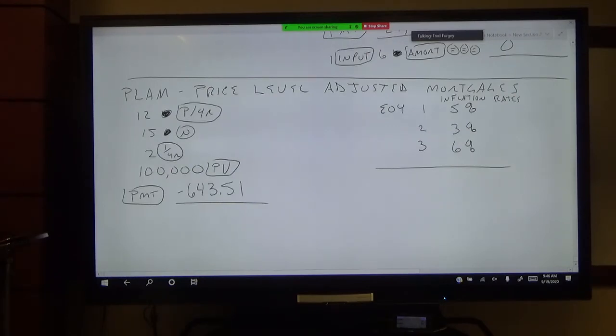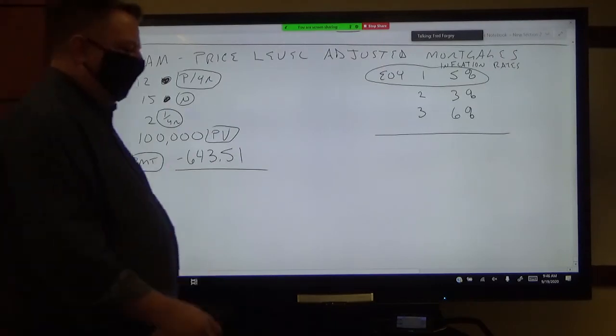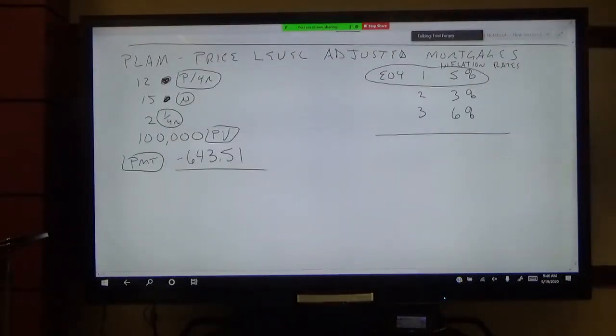Okay, so on the left-hand side of the screen, nothing is new. Same old stuff: 15-year mortgage, 2% interest rate, $100,000 loan amount, payment $643.51. Now, here's what we're going to do. We're going to make adjustments to the loan balance at the end of each of these years to basically raise it. Now, here's another way to look at this. This is one of the reasons I still include this problem, because hopefully some of you begin to draw the connection between something else that we've talked about.